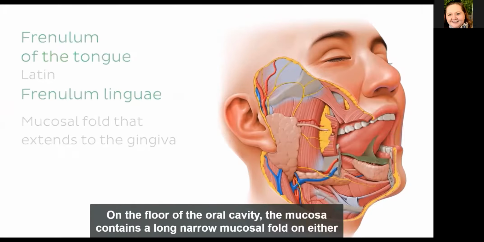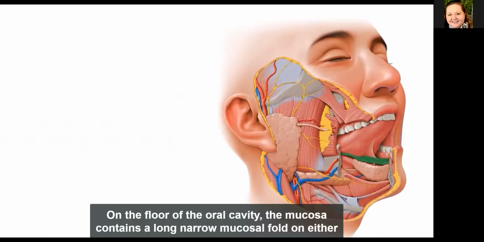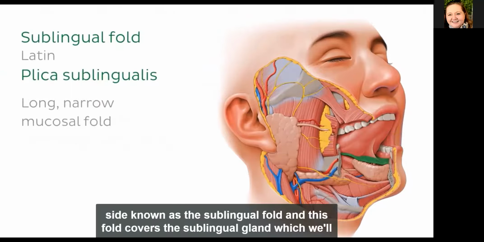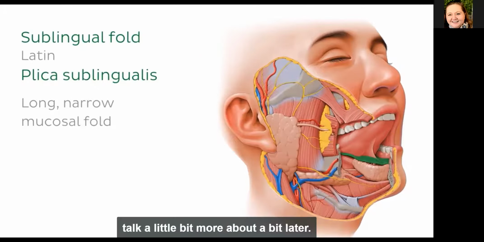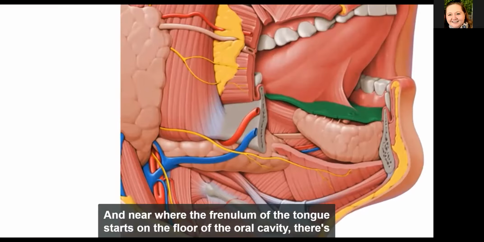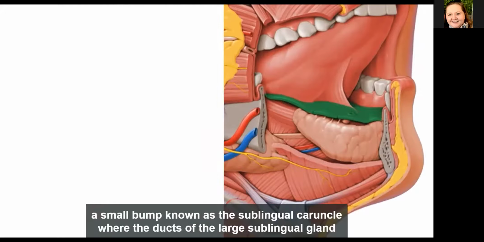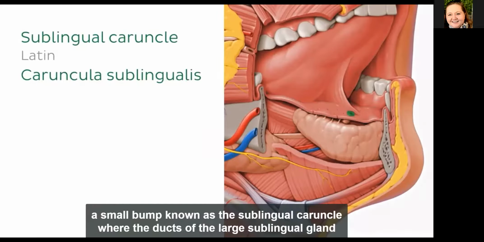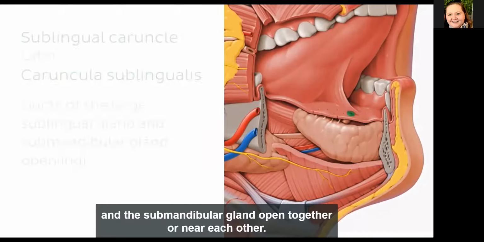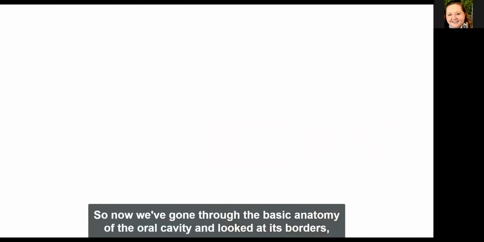On the floor of the oral cavity, the mucosa contains a long, narrow mucosal fold on either side, known as the sublingual fold, and this fold covers the sublingual gland, which we'll talk a little bit more about later. And near where the frenulum of the tongue starts, on the floor of the oral cavity, there's a small bump known as the sublingual caruncle, where the ducts of the large sublingual gland and the submandibular gland open together or near each other.